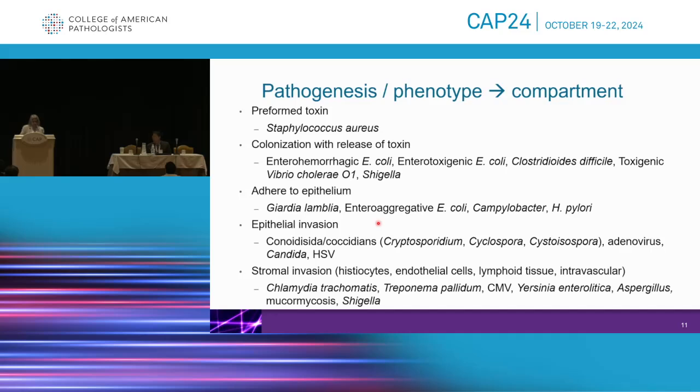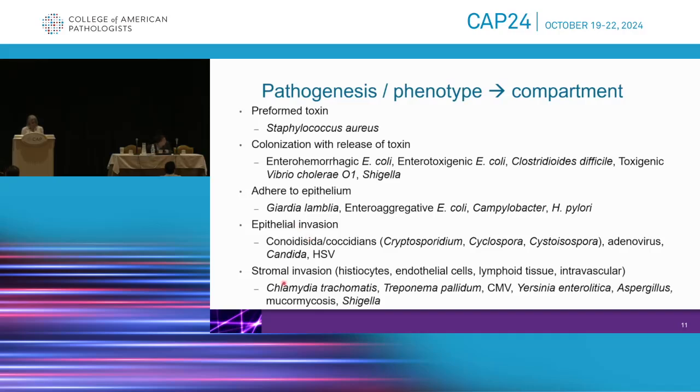And in addition to the infectious patterns and the inflammatory patterns that I've shown you, you can think about overlaying the pathogenesis and the phenotype of these organisms and how they produce disease as also informing how we evaluate them and where we're looking for organisms. We call this the compartment approach. There are those organisms that have preformed toxins and colonization with release of toxins, so you might not see these organisms, but there are those that adhere to the epithelium or are epithelium invasive, and you can see the scope of those infections here.